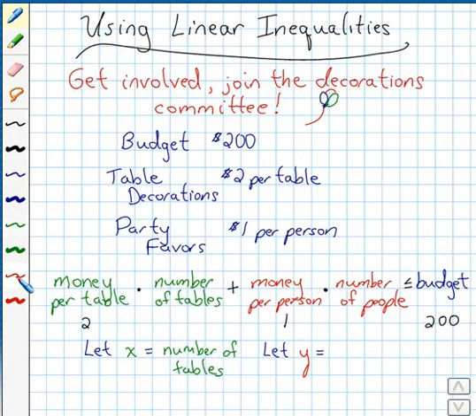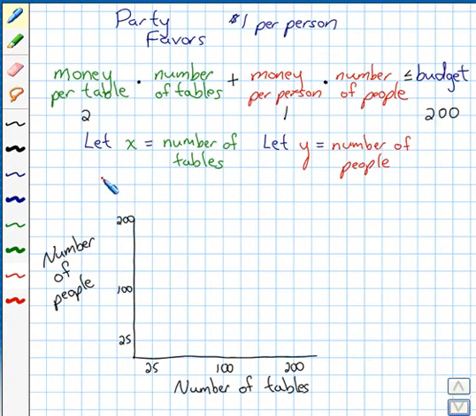And let's let Y represent the number of people. And using that X and Y, we're going to write an inequality. So that tells us that $2 per table, so that's 2 times X, plus $1 per person, that's 1Y, less than or equal to 200.